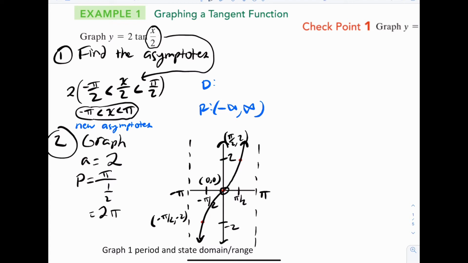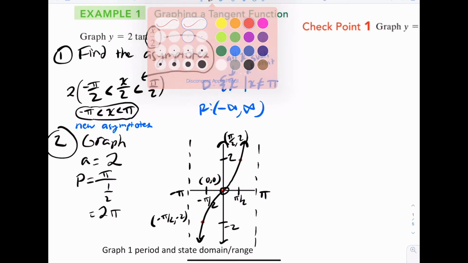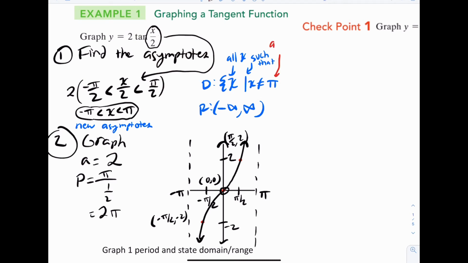Now the domain, we have to do something called set notation. So you're going to put a bracket, right at x. That says all x. Put another bar. It's a vertical line. That means such that. And now we're going to write x cannot be. So far we're saying all x such that x cannot be. Now look at your graph. We can see that x cannot be pi or negative pi. So pick one of those. I'll just put pi. And again, that's from picking any asymptote.